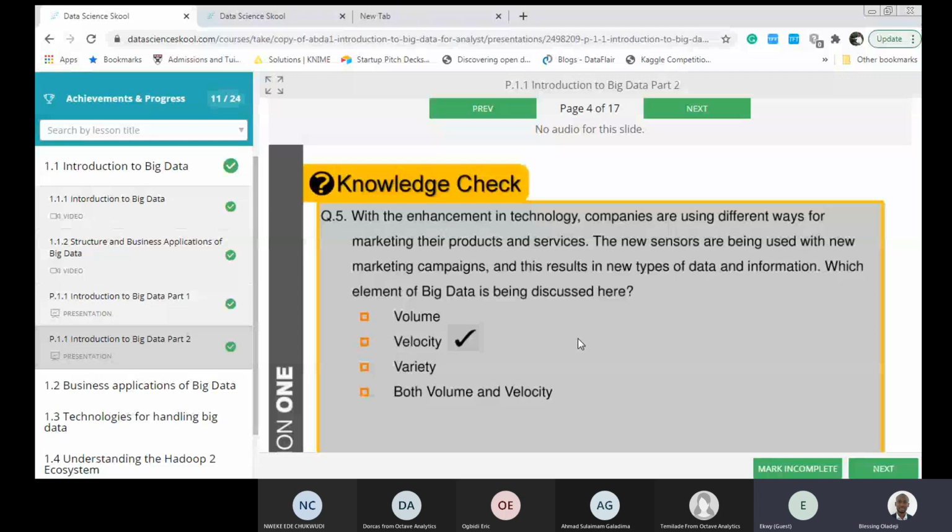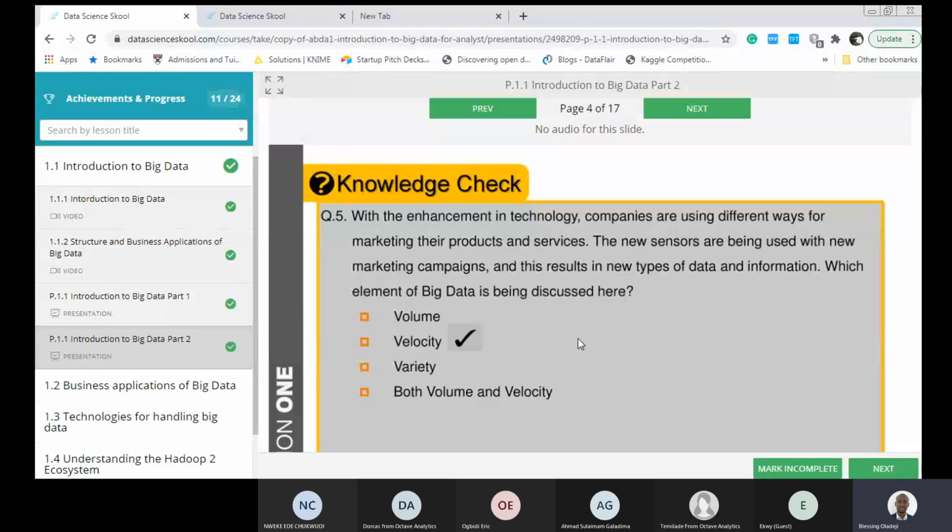Okay, so in my explanation, I said variety. Yes, you said variety. So the new sensors are being used. Okay, let me say this again. The sensors are being used with new marketing campaigns, and this results in new types of data. If it's type, then it's variety. The answer should be variety.